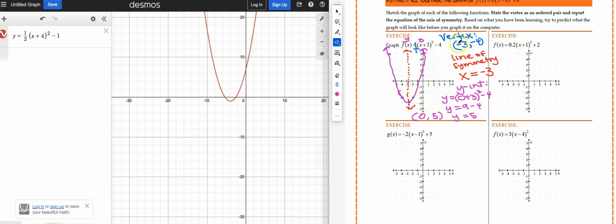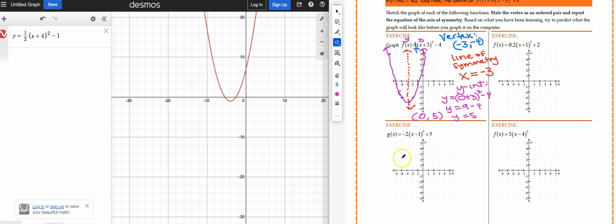All right, do you have questions on how we found the vertex, the line of symmetry, or that y-intercept? No, I think it was very clear. Okay. All right, so let's do a couple more here.